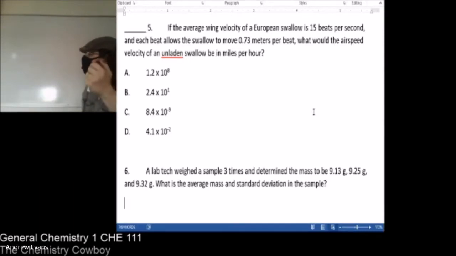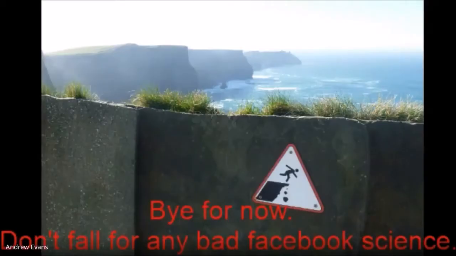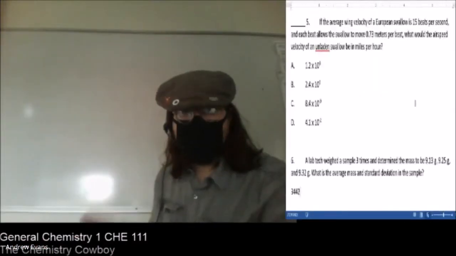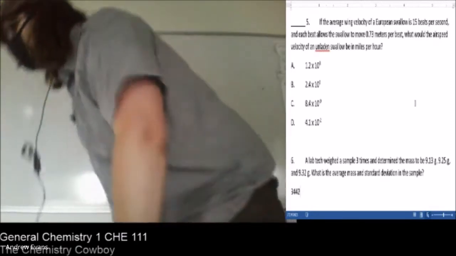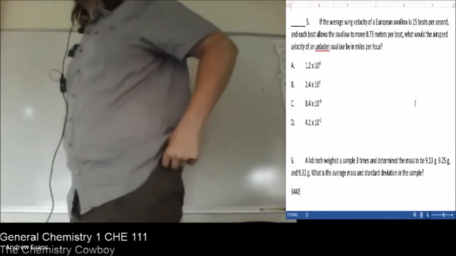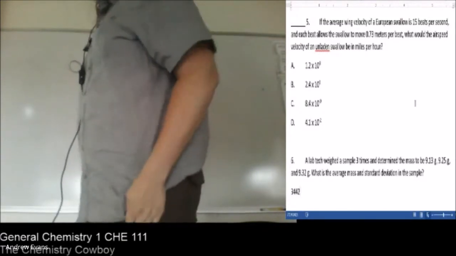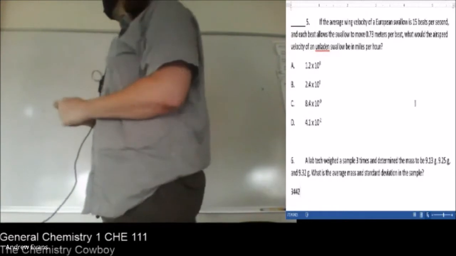The average wing velocity of a European swallow is 15 beats per second. Each beat allows a swallow to move 0.73 meters per beat. What would the airspeed velocity of an unladen swallow be in miles per hour? So the underlying problem is we want to convert meters per second into miles an hour. But first, we have to get it in meters per second.